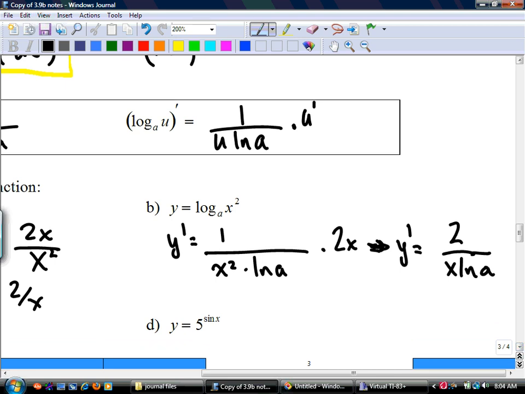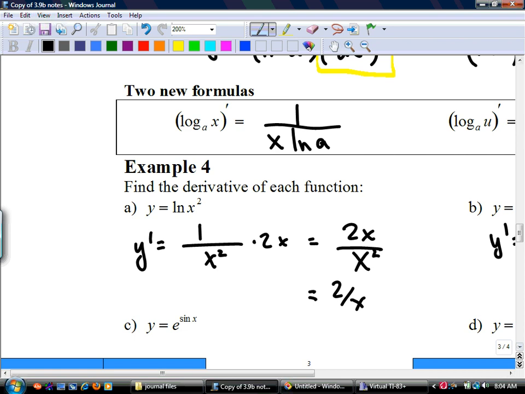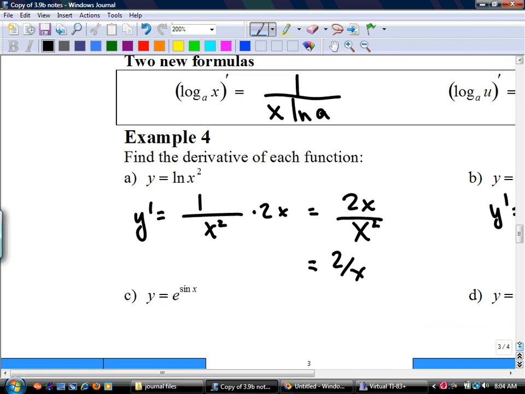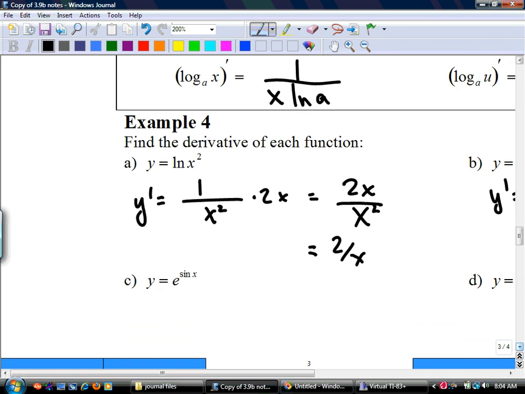Okay, what about C? E to the sine x times cos x. Good. E to the u times u prime.